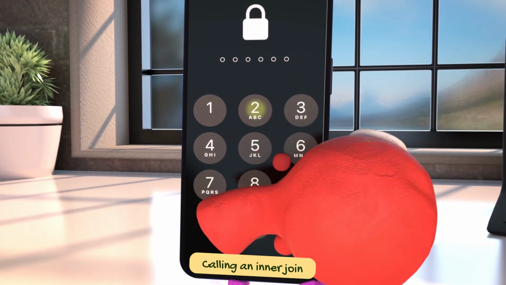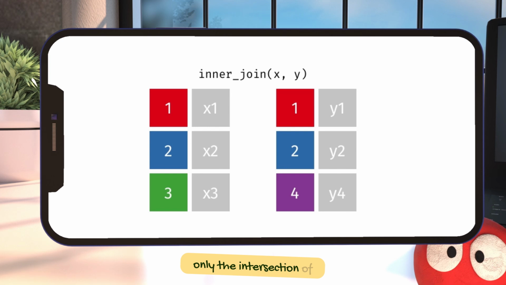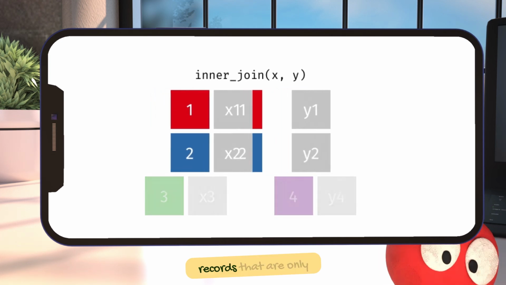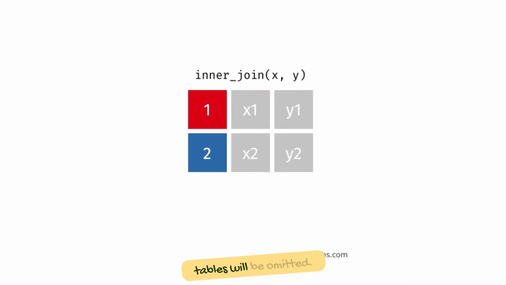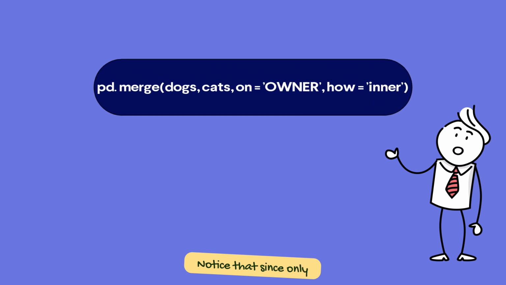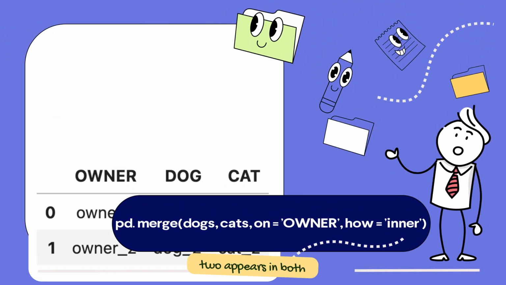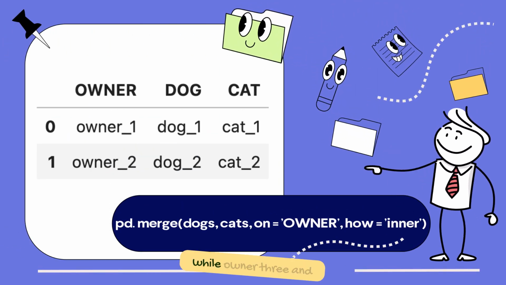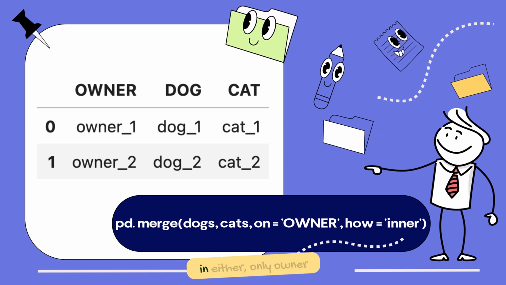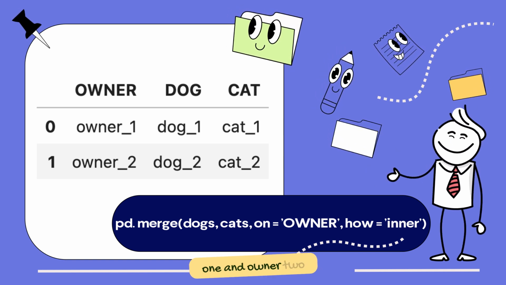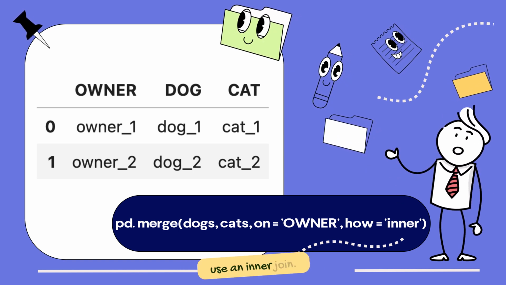Calling an inner join will result in returning only the intersection of both tables. Records that are only in either of the tables will be omitted. Notice that since only owner 1 and owner 2 appear in both data frames, while owner 3 and owner 4 only appear in either, only owner 1 and owner 2 are included when we use an inner join.